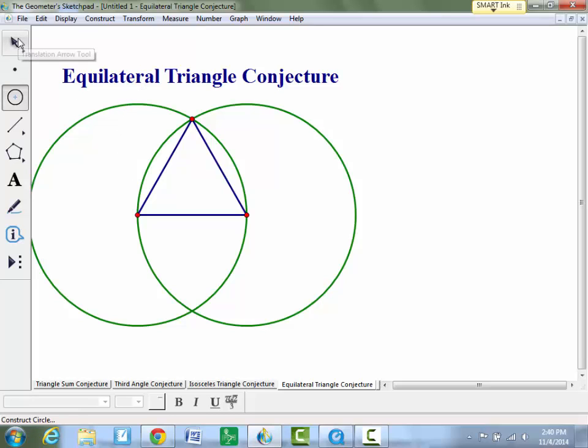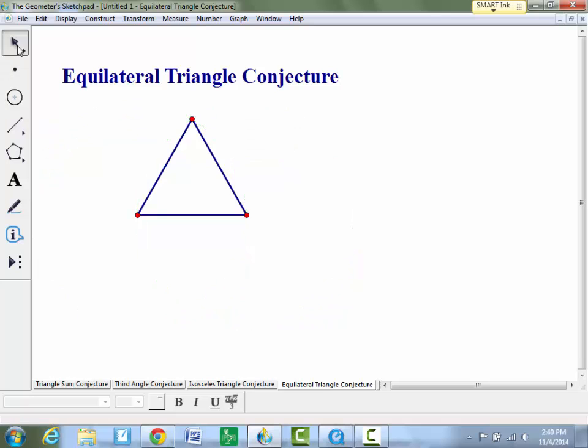So a little shortcut here is if you select the compass tool and you press Control A, that highlights all the circles. Control H would then hide all the circles at once.